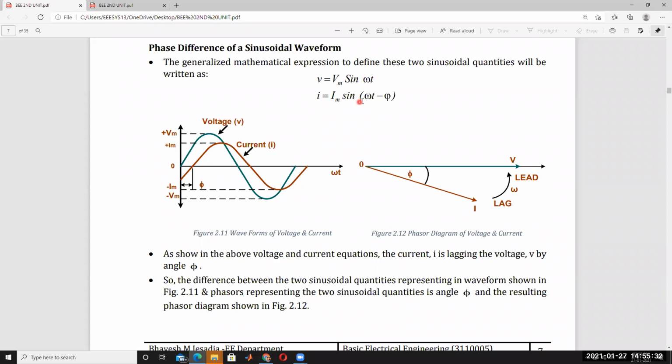But I is equal to Im sin omega t minus pi. That means the pi angle is a delay. That is called lagging. Current lags the voltage by pi degrees. After pi degrees, the current waveform starts. From 0 onwards, the voltage started as it is. First the voltage starts like this. After a certain time or certain degrees, pi degrees, the current waveform will start. That means current lags, voltage leads.